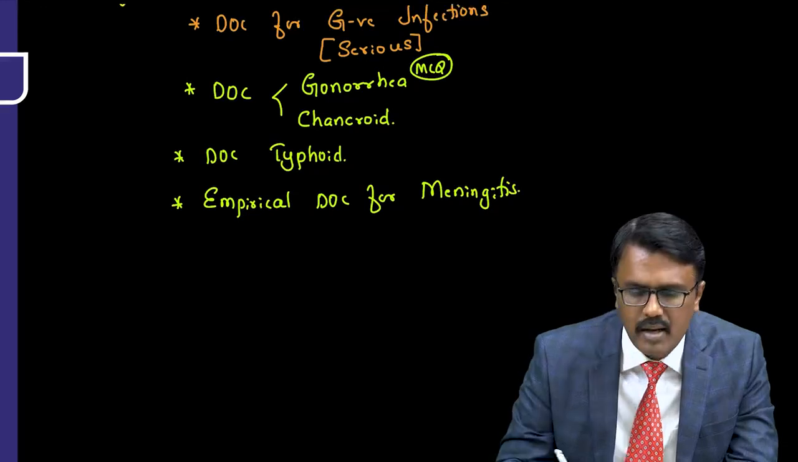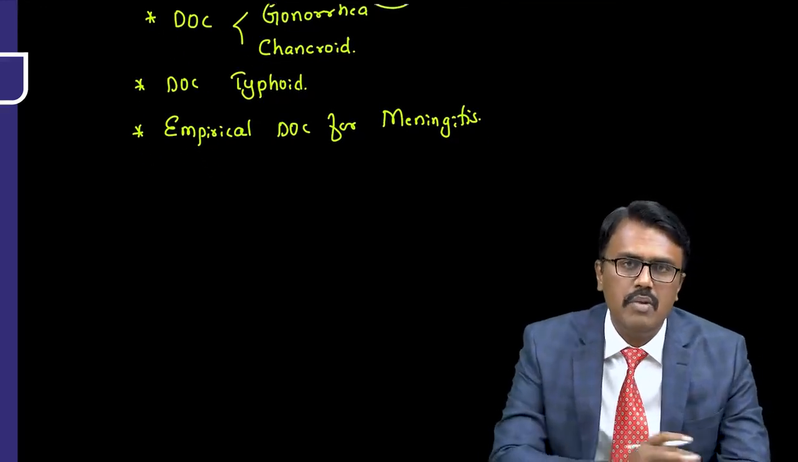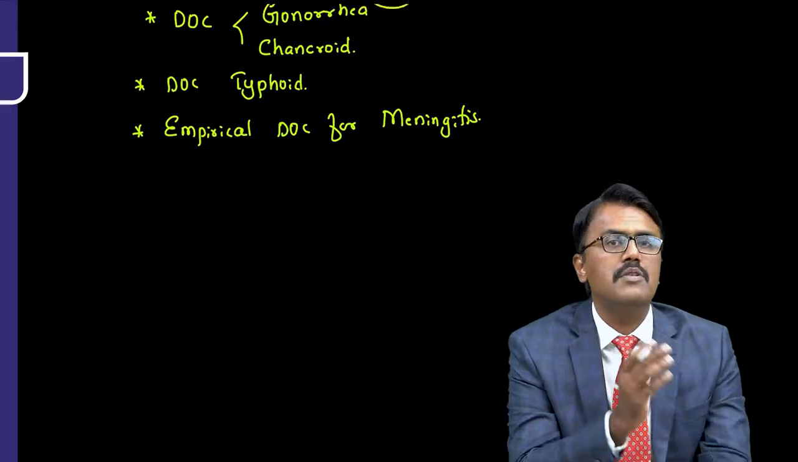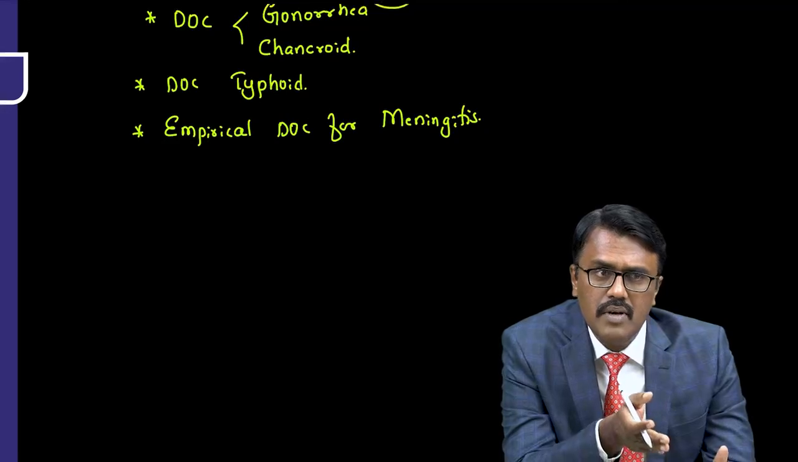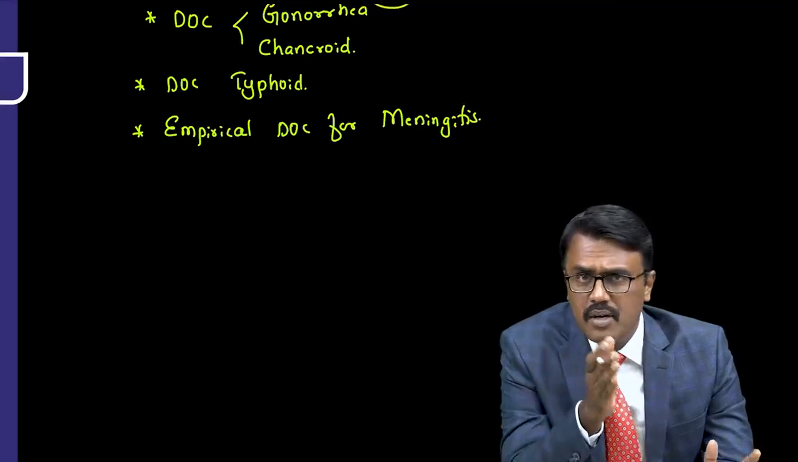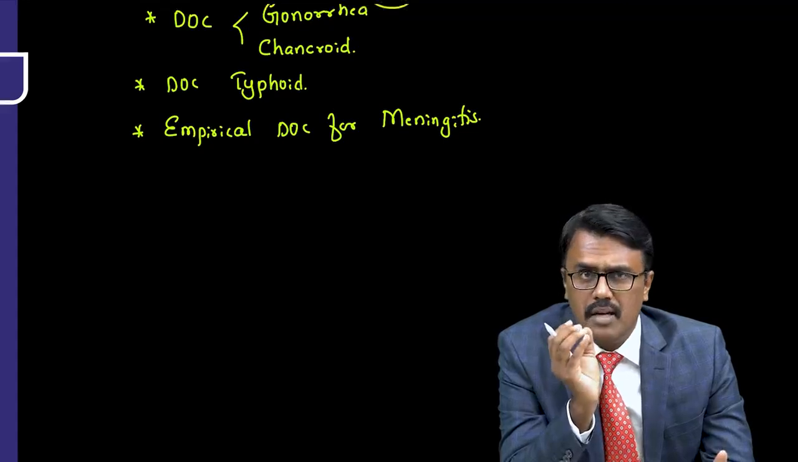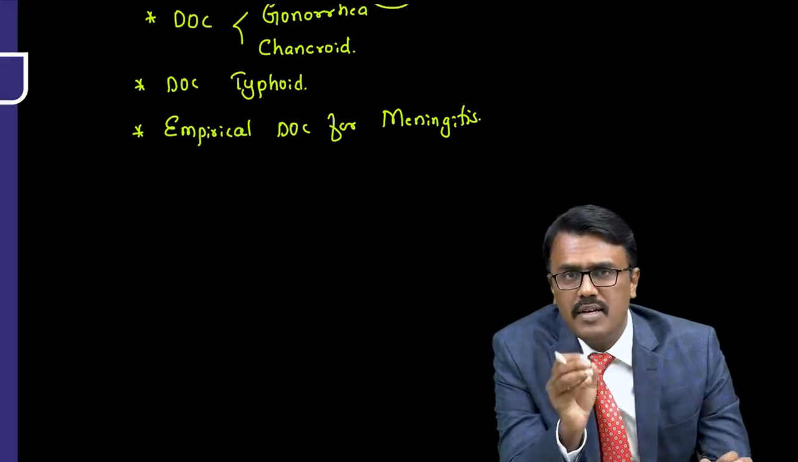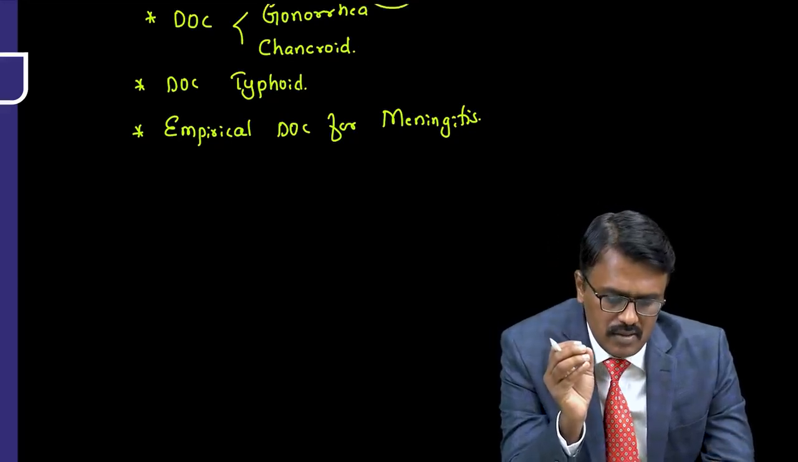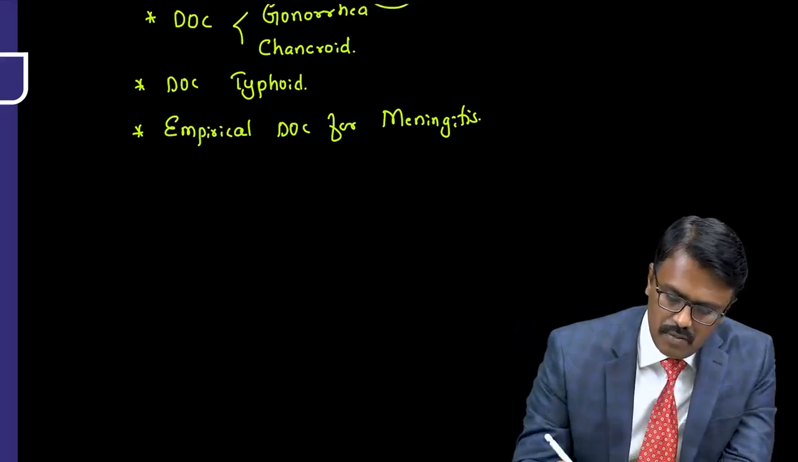Now, what do you mean by empirical drug of choice? What do you mean by empirical? Empirical means patient comes in with meningitis. We don't know what is the bacteria causing that, but we cannot wait for the culture sensitivity to come. So until that, we start the therapy. That is called empirical. Without knowing the causative organism, if you are treating, that is called empirical. So it is the empirical drug of choice for meningitis.